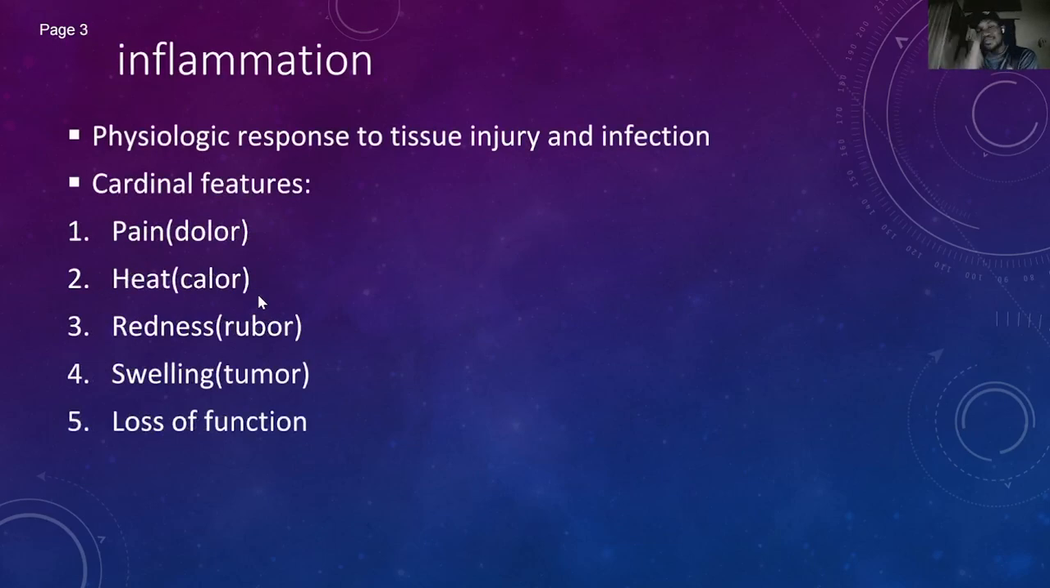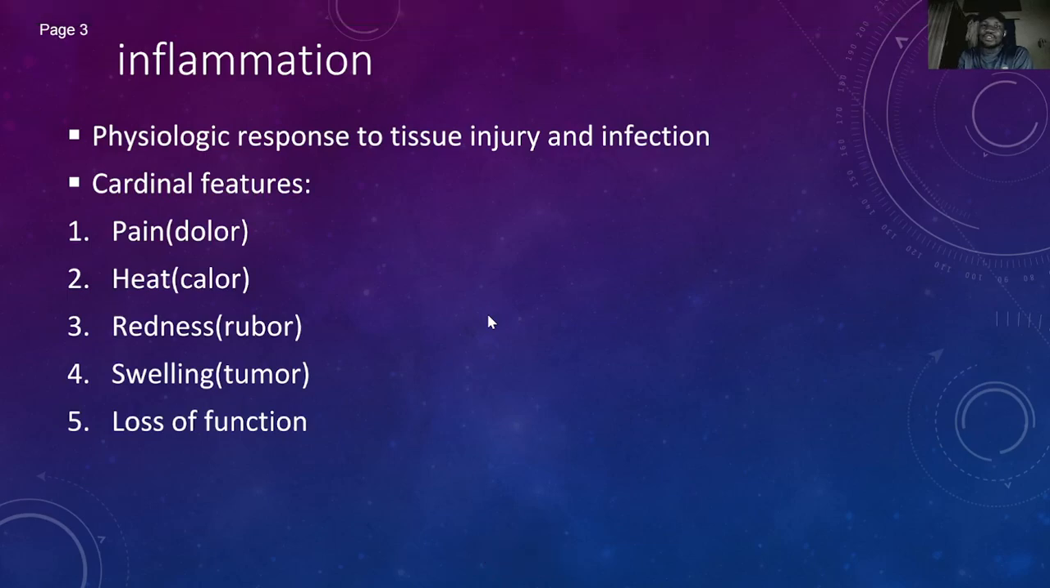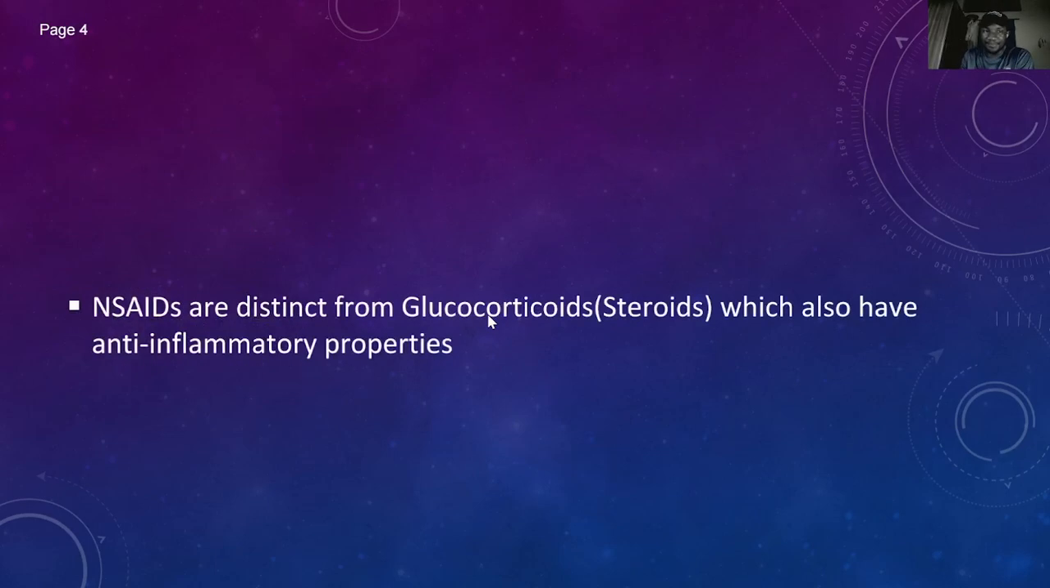So just to give you a background of inflammation. Inflammation is a physiological response to tissue injury and infection. The inflammatory process has cardinal features. These cardinal features include pain, which is dolor; heat, which is calor; redness, which is rubor; swelling, tumor; and loss of function.